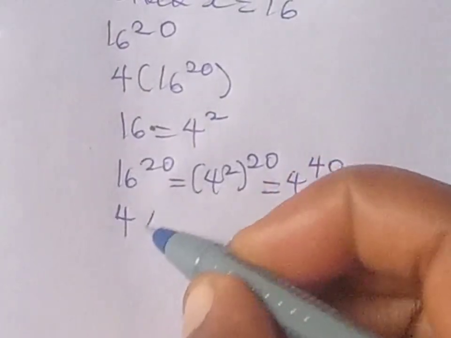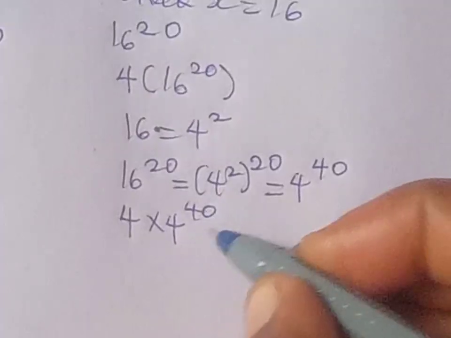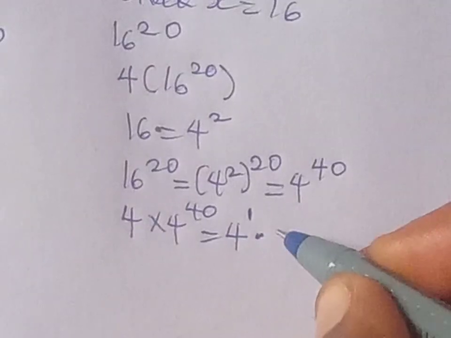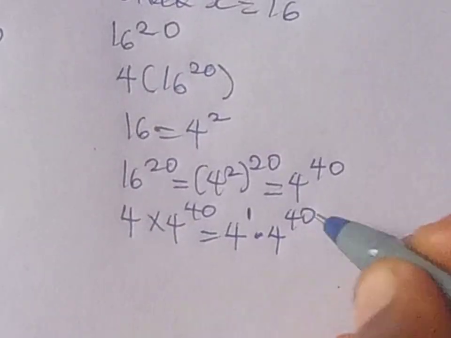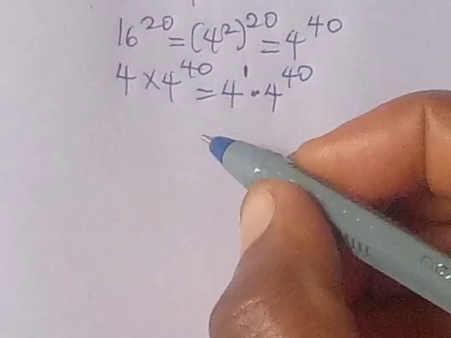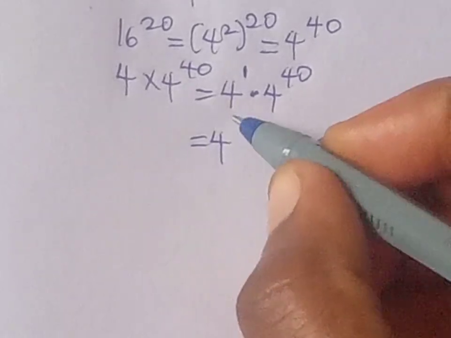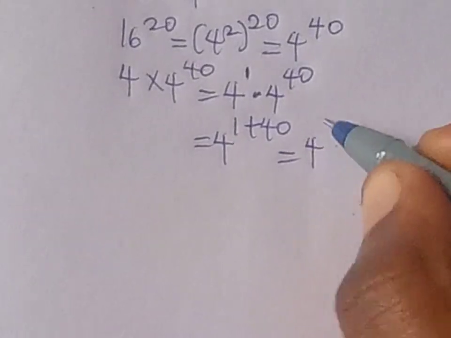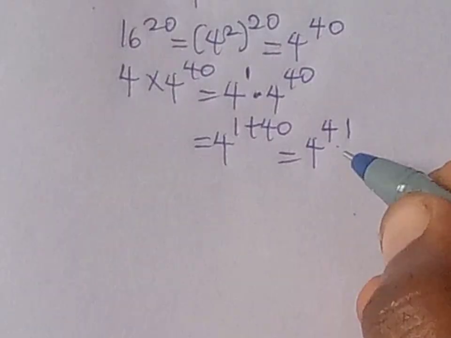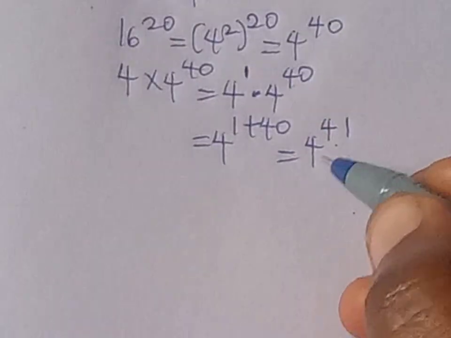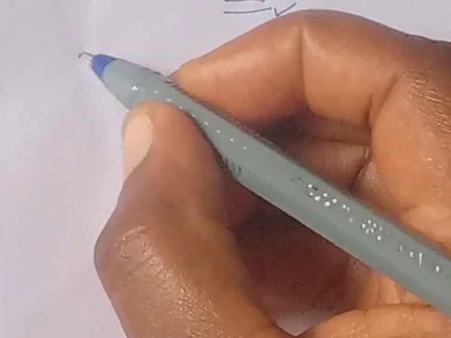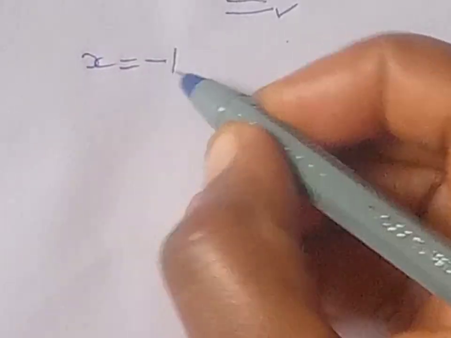Therefore, 4 times 4 raised to the power of 40 equals 4 raised to the power of 1 multiplied by 4 raised to the power of 40. Using our exponent rule, which will give us 4 raised to the power of 1 plus 40, which is equal to 4 raised to the power 41. Can you see that the left side now matches with the right side? The next one is, let's check if x equals minus 16.